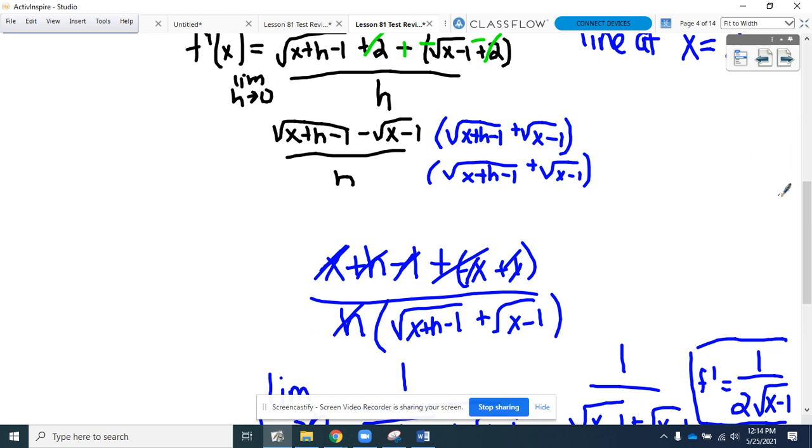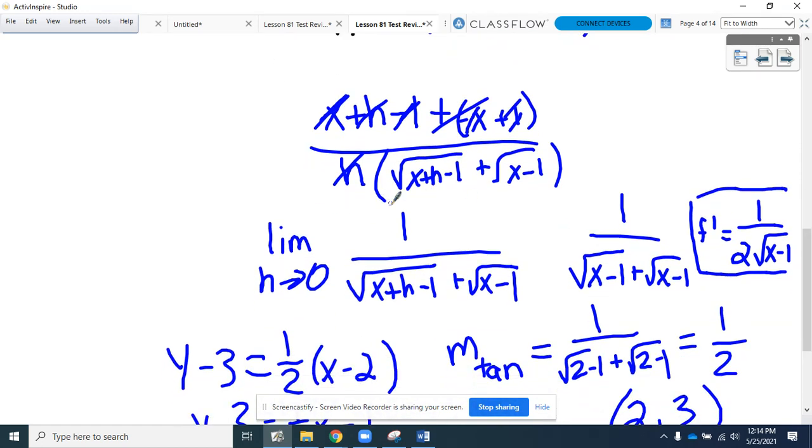Okay, so what do I have now? I have 1 over what looks like a really gross denominator. But I'm finally ready to take the limit as h goes to 0. So I plug 0 in for my h. 1 over root x minus 1 plus root x minus 1 gives me 1 over 2 root x minus 1. That is my derivative. That's the function that'll give me the slope at any point.